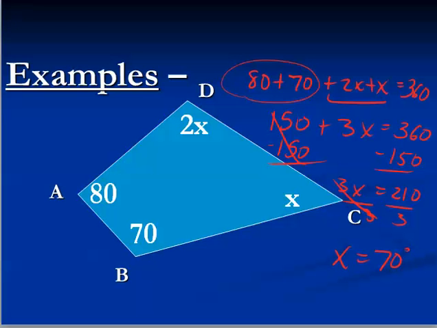Now, you might have a problem that says to solve for x. You might have one that says find the missing angles. If I was asked to find the missing angles, I would state that the measure of angle C is 70 degrees. Angle D is 2 times x, so 2 times 70 is 140. So the measure of angle D is 140 degrees.